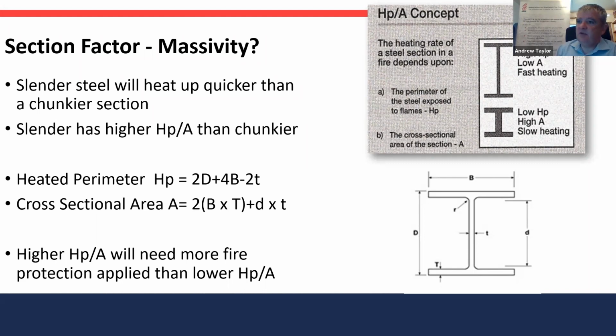perimeter is, what the cross-sectional area is, and basically a high HP over A will be a slenderer section that will heat up faster and will therefore need more fire protection applied to it than something that's a lower HP over A.